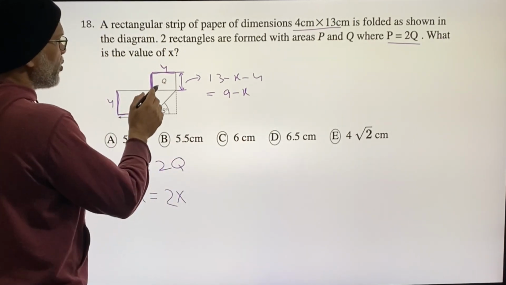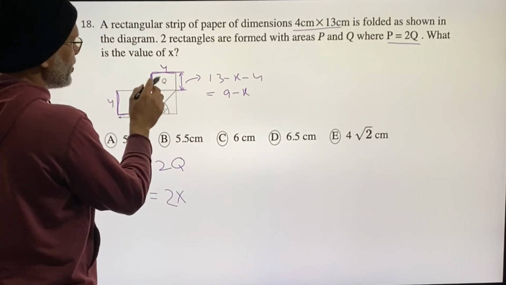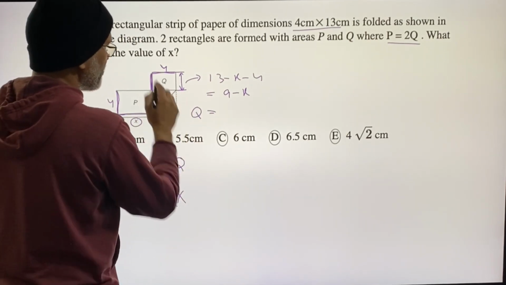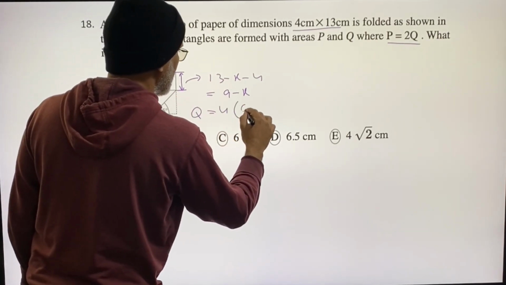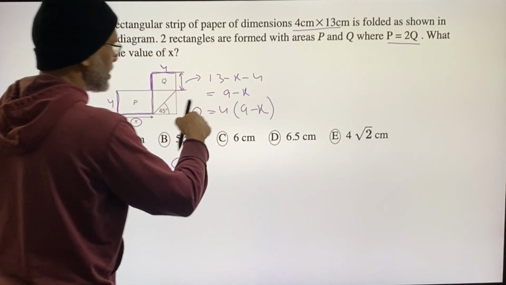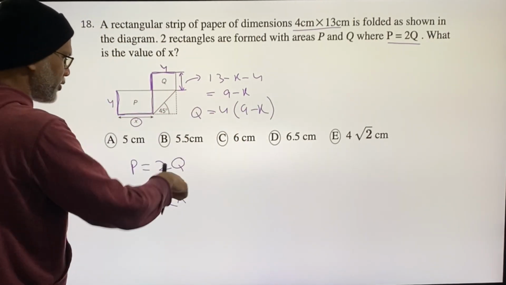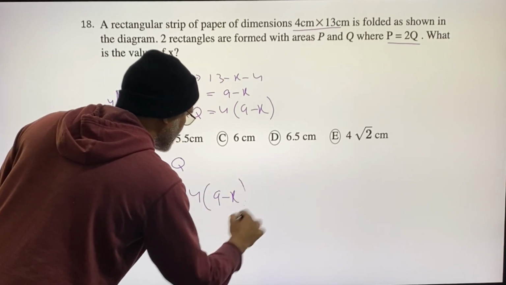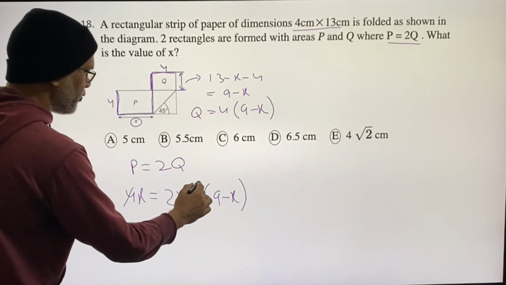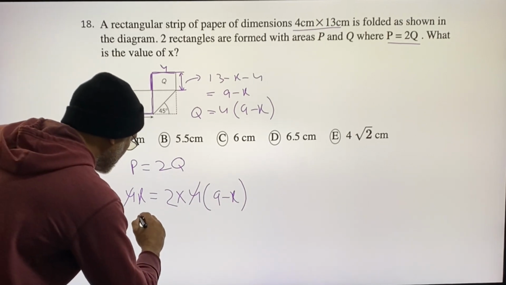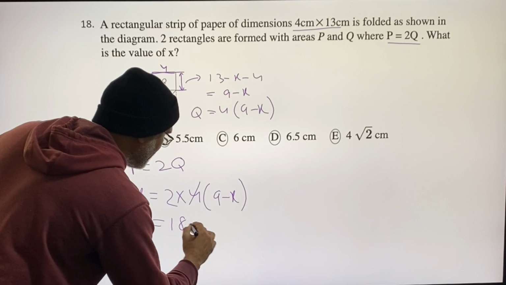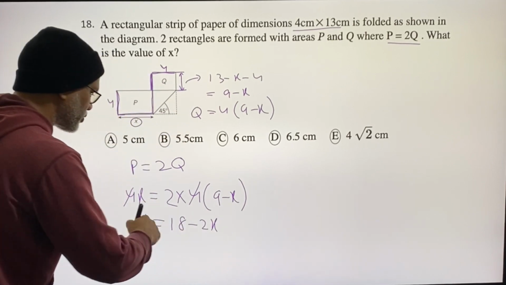All right. So what is the area Q then? Q is base times height, right? So 4 times 9 minus X. So that is Q. So let me substitute that Q here. So 4 times 9 minus X. All right. So I cancel out 4 from both sides. That means X is equal to, I open the bracket, 18 minus 2X. I bring the 2X to this side.